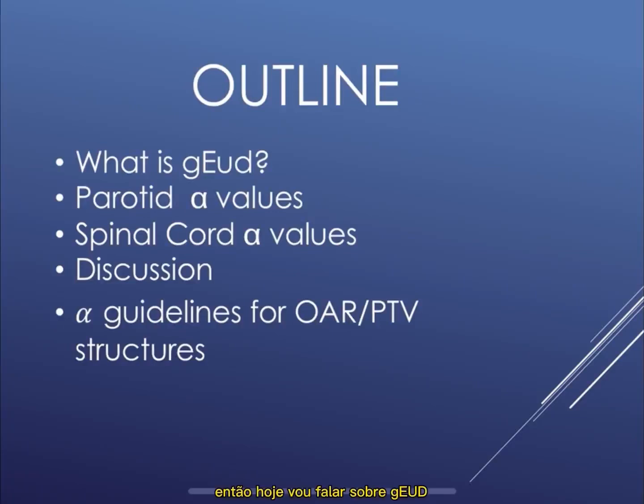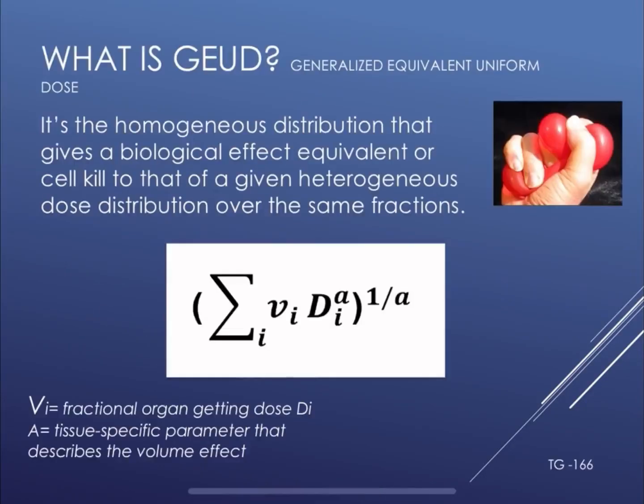So today I'm going to talk about gEUD and explain what it is and define the A values correlating with serial and parallel structures. Then I'll have a discussion on certain guidelines that I've used in the clinic for OARs. So what is gEUD? gEUD is defined as the generalized equivalent uniform dose.